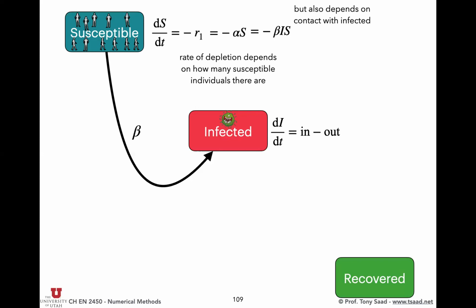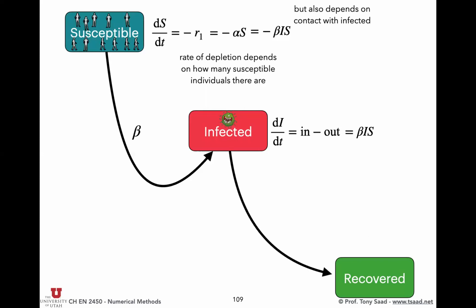Now we know what is coming in, right? We know what is coming in, and that is exactly beta times IS. It's the people leaving the susceptible category, they're moving into the infected category. And it's that exact same number. So whatever number of people leave from the susceptible category, they're going to go into the infected category. And that puts it as a positive rate, because we're adding people to infected.